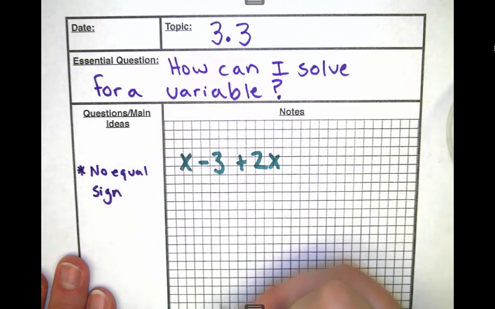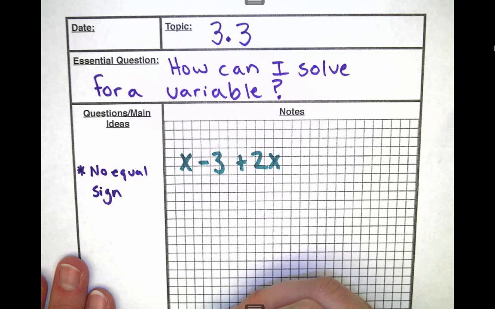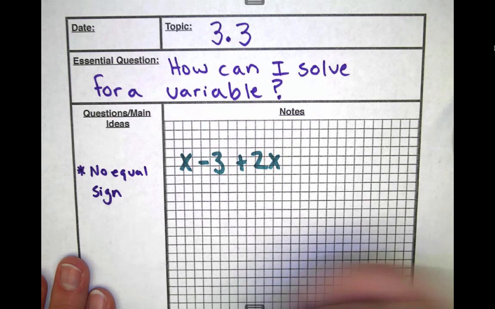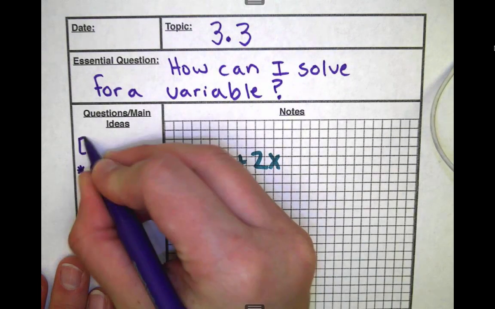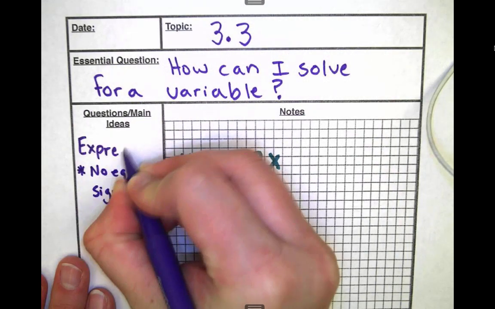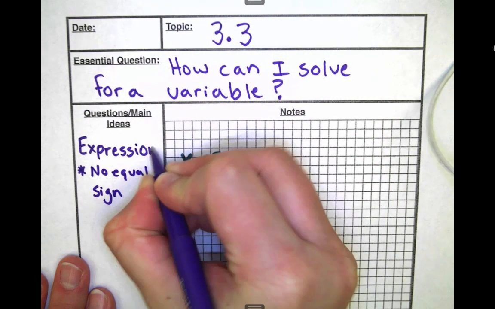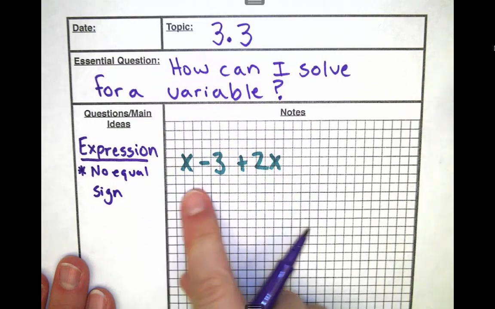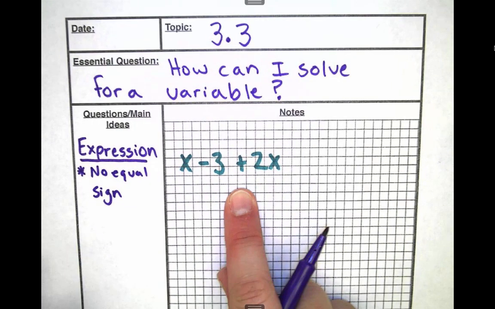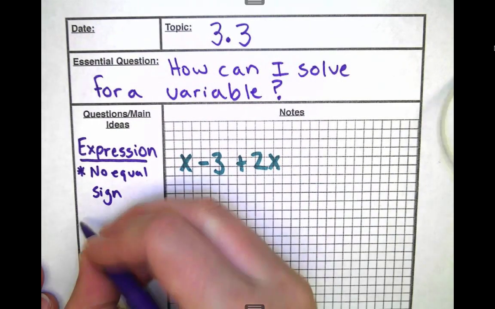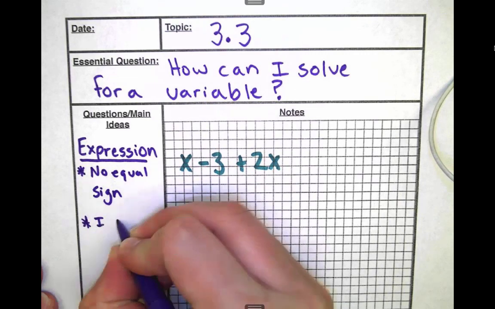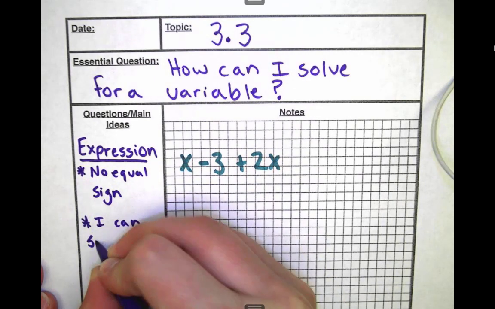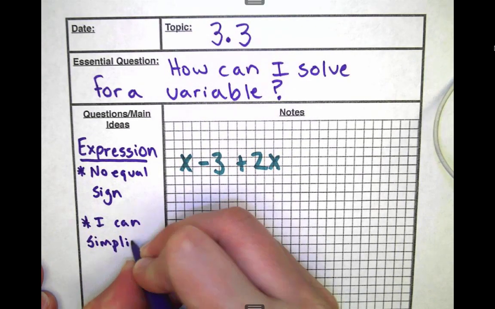And with no equal sign, all I can say is, well, I don't have an equation. The only thing I have here is an expression. When there's not an equal sign, we say this list of stuff is an expression. And we can do things like simplify it. So I'm going to write, I can simplify. That is something I can do, but I can't solve for x.